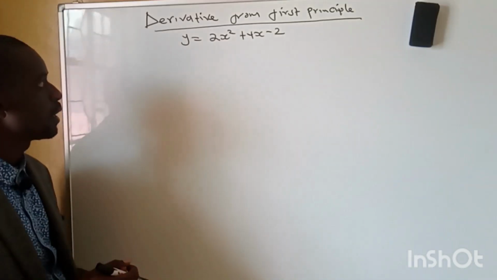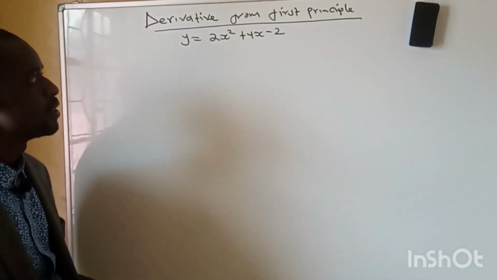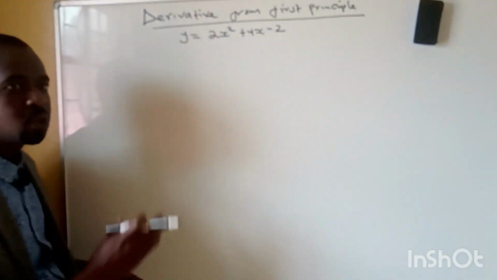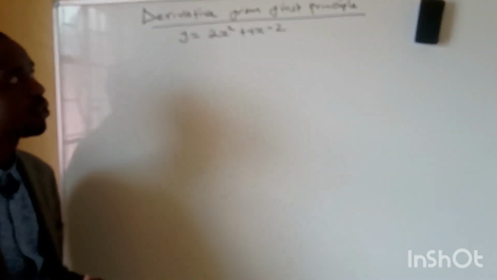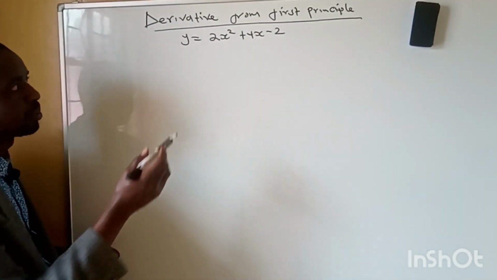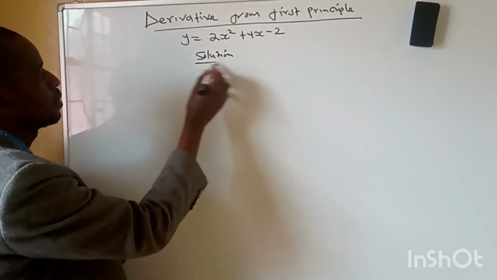Now, the question is y is equal to 2x squared plus 4x minus 2. We want to look at it from the definition of the derivative. So the first step, solution. Let's look at the solution.